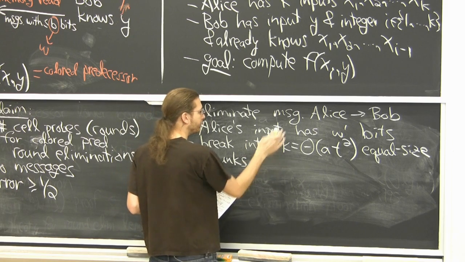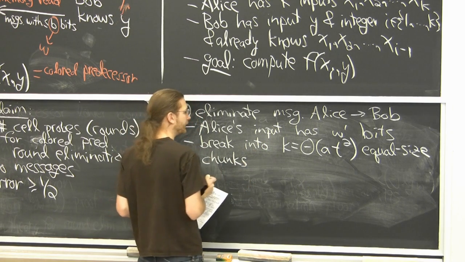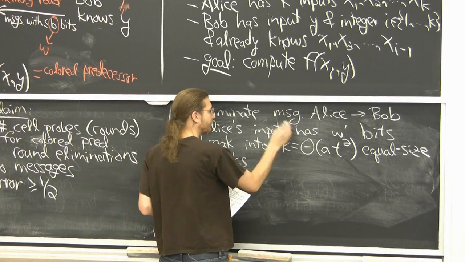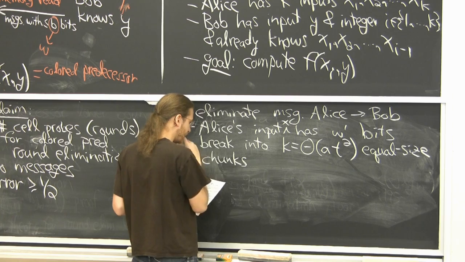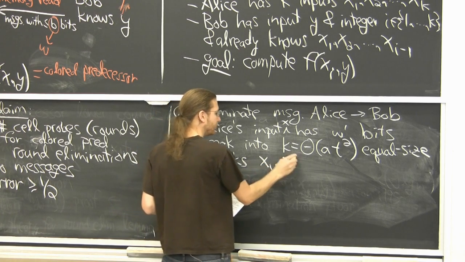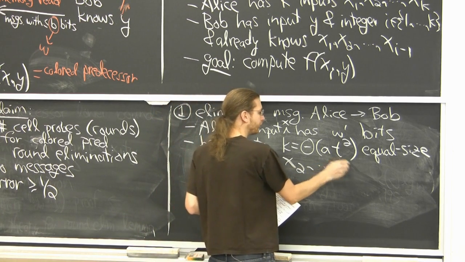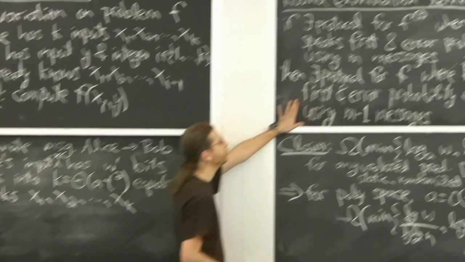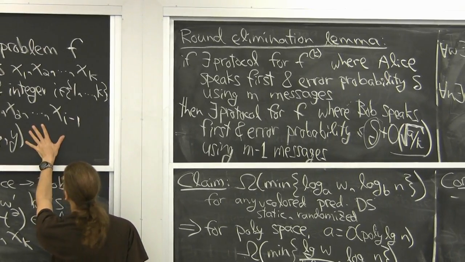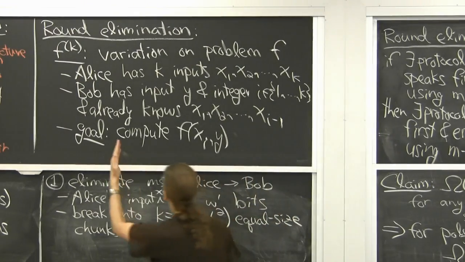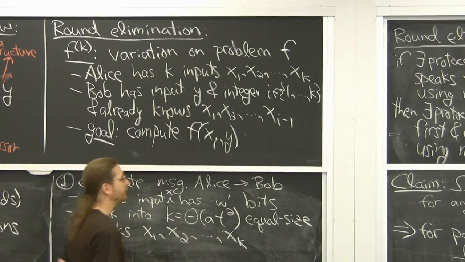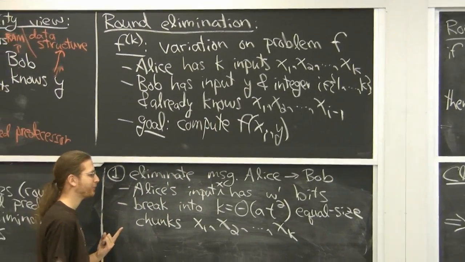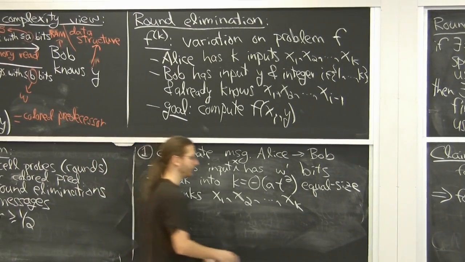Alice's input you think of as X. What I'd like to do is break that input into chunks, x1 up to xk. This is basically what round elimination tells me I should do. If I want to view my problem as an f to the k problem, somehow my input is not just one thing, it's k things. Well, in reality, the input is a single word. So I'm going to have to split it into subwords in the usual way.